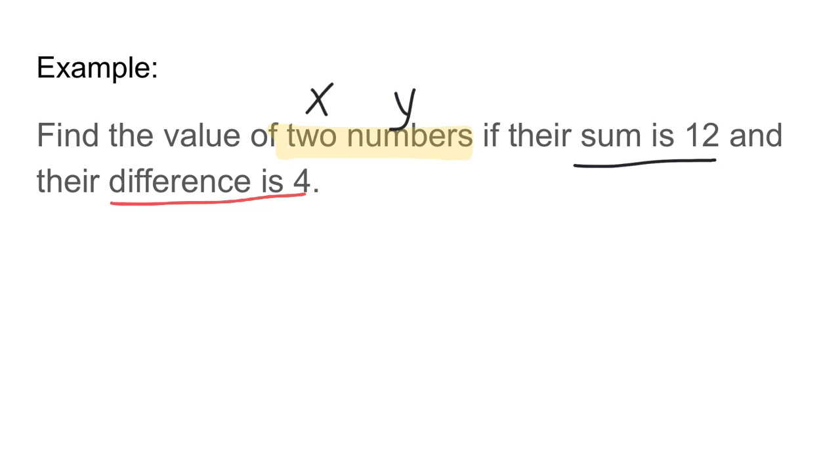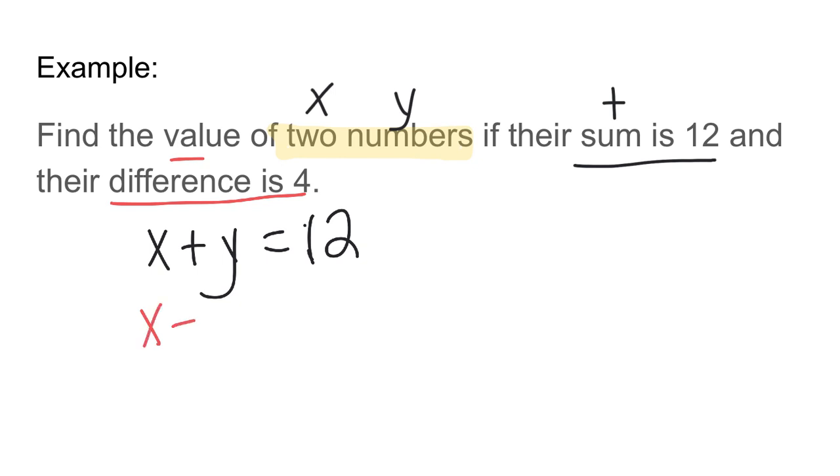So I'm going to write two different equations, one that shows a sum of 12, one that shows a difference of 4. Now we know the word sum means to add. So the first equation would look like me adding the two numbers together to equal 12. We know the word difference means to subtract. So the second equation will show me subtracting the two numbers to equal 4. And then you can graph this in Desmos, find the point of intersection and solve it.